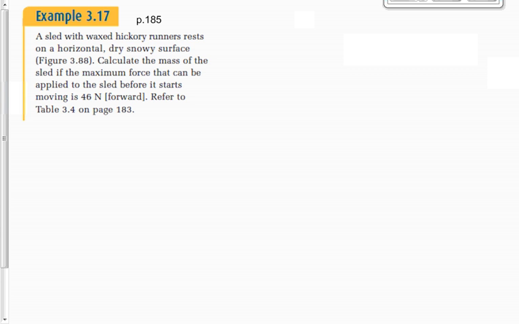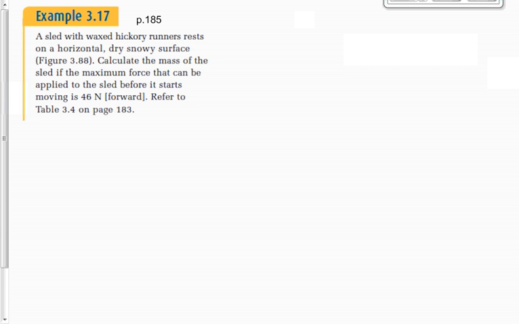3.17 on page 185. It says a sled with waxed hickory runners rests on a horizontal, dry, snowy surface. What's the mass of the sled if the maximum force that can be applied to the sled before it starts moving is 46 newtons? And we've got to get our coefficients from the table, right? Okay. What are we dealing with here first, though? Is it kinetic or is it static friction?